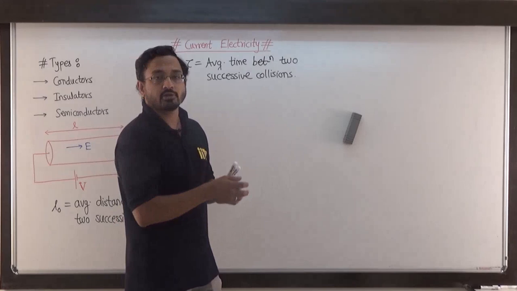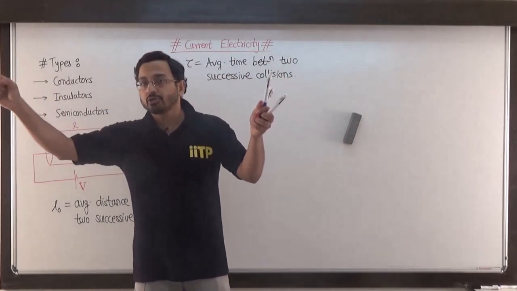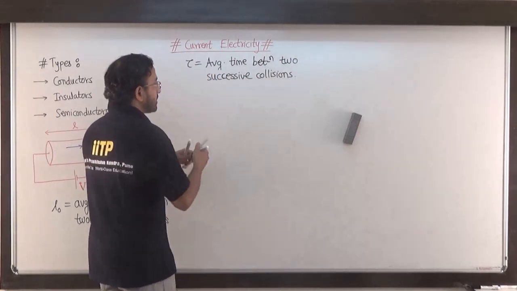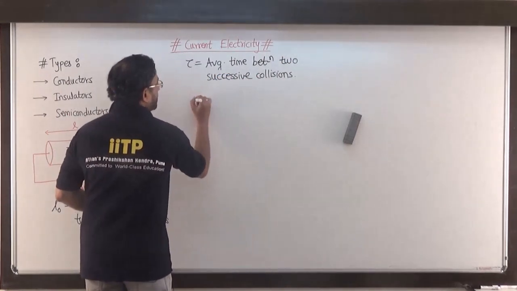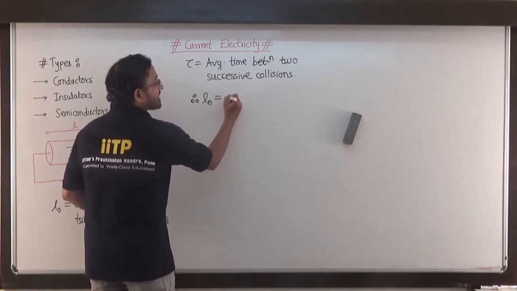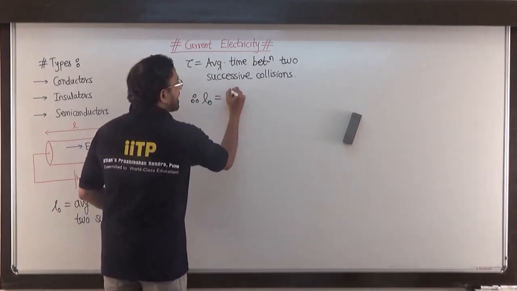So the initial velocity of the electron, when it moves from one point to another and then undergoes a collision, starts with zero velocity. Thus we write an equation of the kind L0 = ut, which is 0, plus half a t square. So ut is 0, plus half a t square.